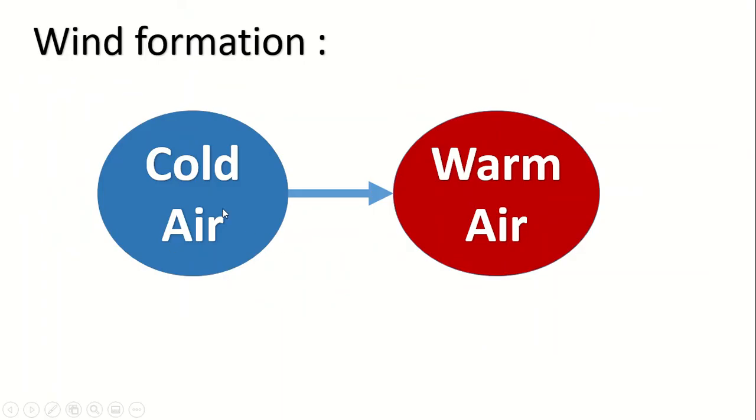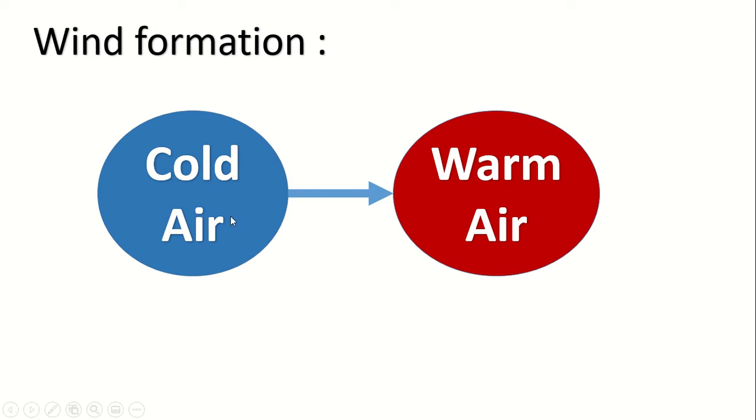Because some places are hot and some places are cold. The cold places have cold air and the warm places have warm air. So the temperature is not the same; it is different in different places. Okay, so all the time, the cold air is moving to the warm air. In any two places, if there is a different temperature, the cold air moves to the warm air.